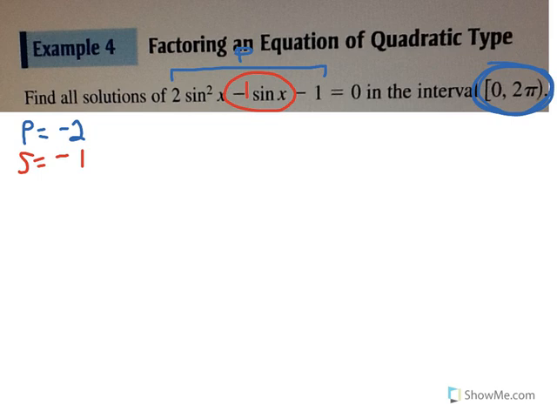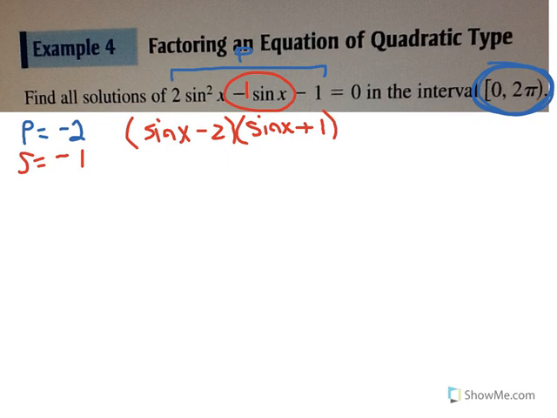So I need to find two numbers that multiply to give you negative 2 but add to give you negative 1. And that combination is negative 2 and positive 1. So I'm going to have sine x minus 2 and a sine x plus 1.